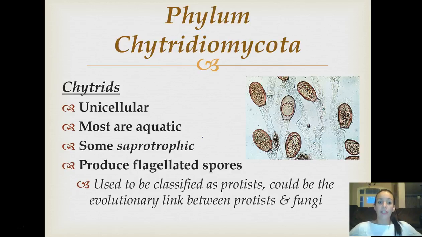So the chytrids, these are unicellular and most of them are aquatic. Some of them can be saprotrophic, but they do produce flagellated spores. So here we go, we're talking about how their spores are formed, which is why they're classified. These, interestingly enough, used to be classified as protists because they were unicellular. They were originally classified there instead of with the fungi. And this could also be that evolutionary link between protists and fungi.